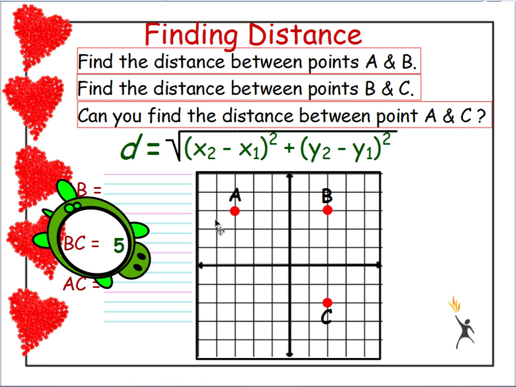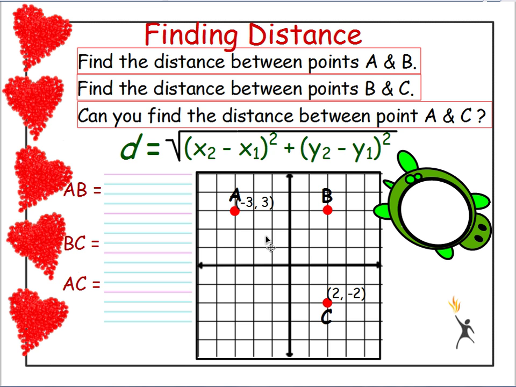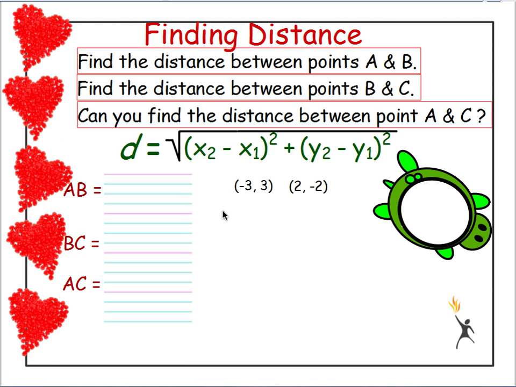The distance between points A and C, though, when they're on a diagonal, is not so easy to count out because the diagonal on a square is not exactly 1. So we need the distance formula. We need to know, or find out, count it out, that point A is at -3, 3, and point C is at 2, -2. We're going to take those 2 point values and have them help us in our distance formula.